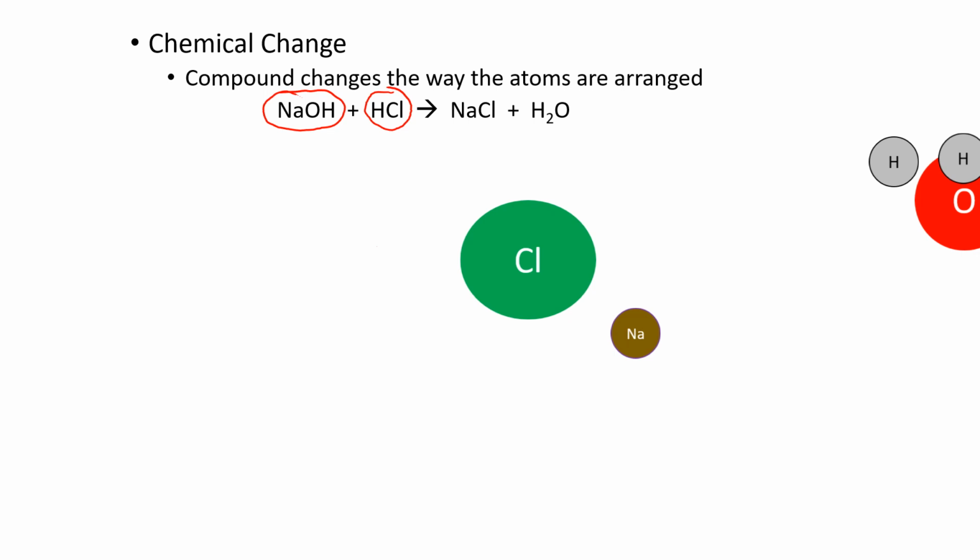Now we have Na with Cl right here. We have NaCl, and now we have these two H's and the O right there, and that's H2O. So the sodium, the Na, was with the O and the H, and now the sodium is with the Cl. This is considered a chemical change because it changed the way the atoms were arranged.